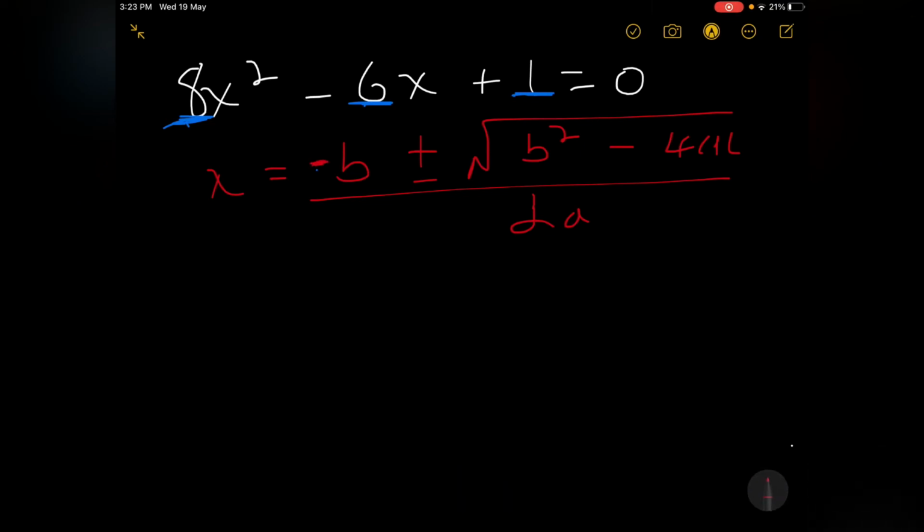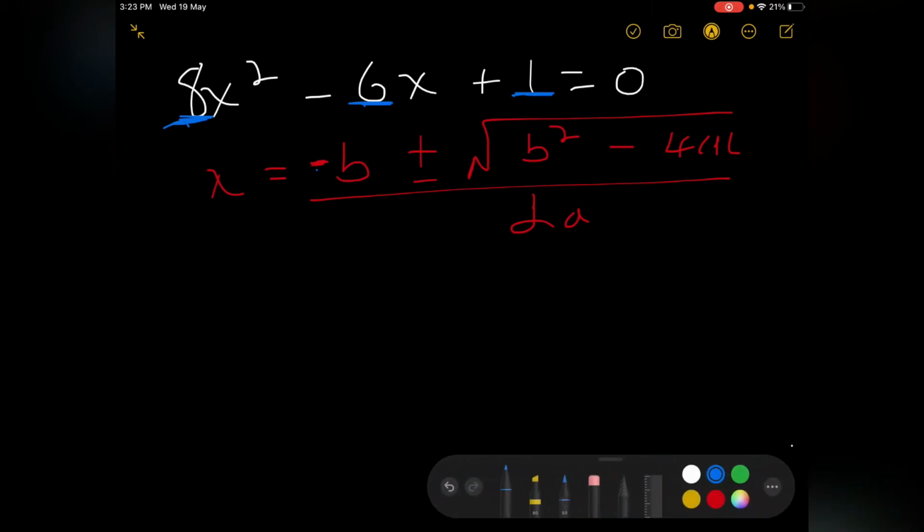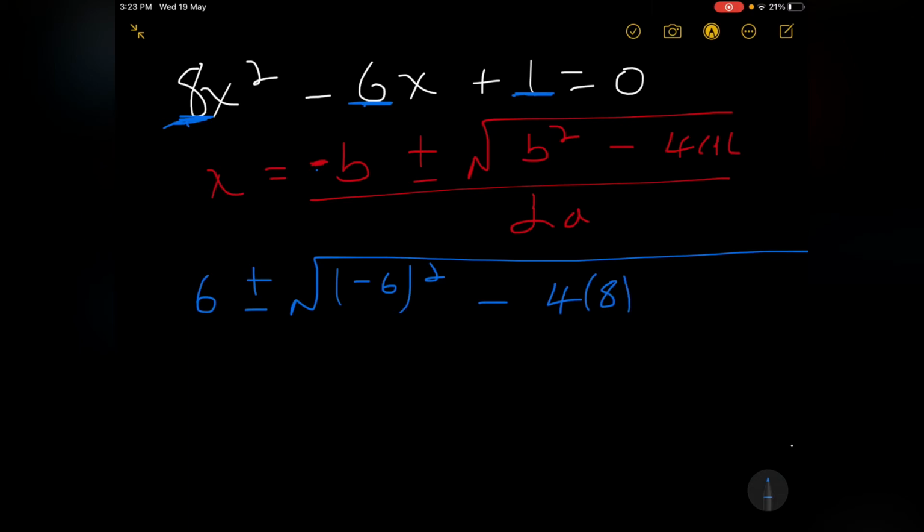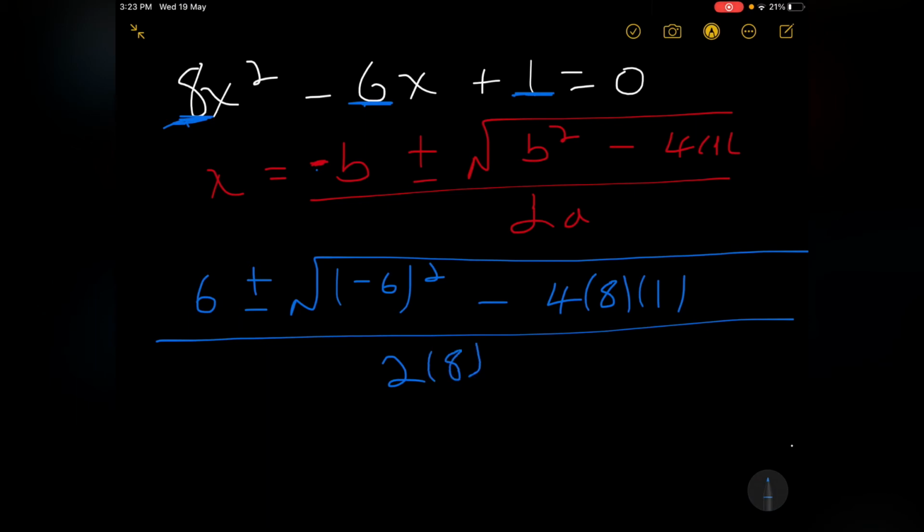So let's plug in our values. First thing, our negative b. So negative 6 would be positive 6. So we'd have 6 plus or minus the square root of negative 6 squared minus 4 times 8 times 1, where 8 is our a and 1 is our c. All of this is over 2 times a, which is 8.